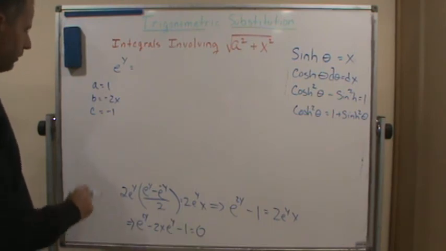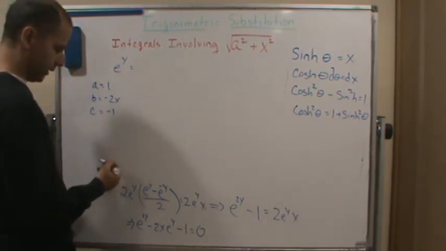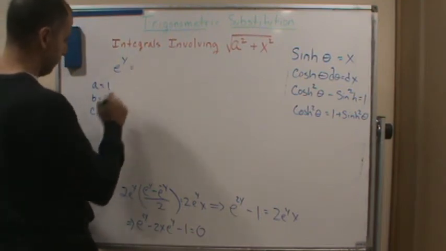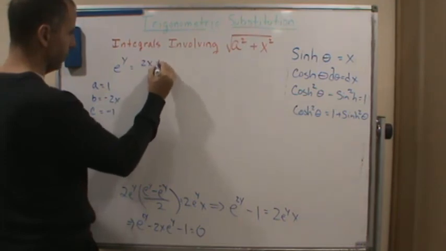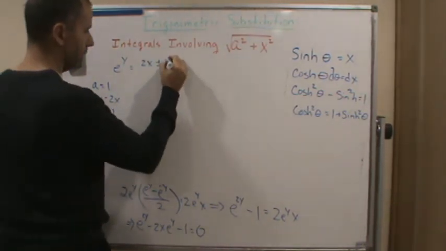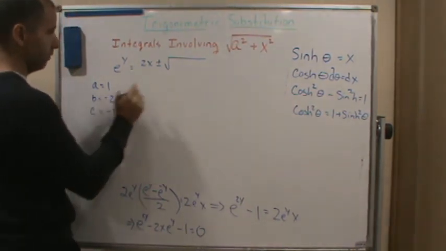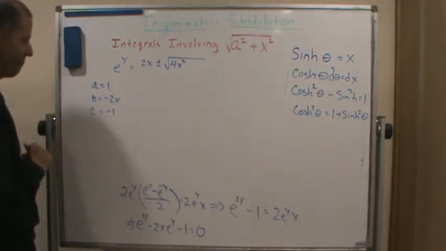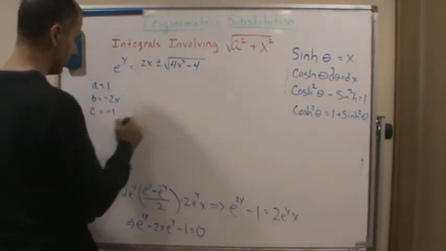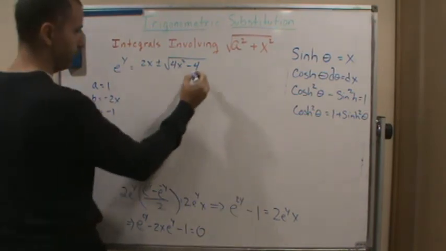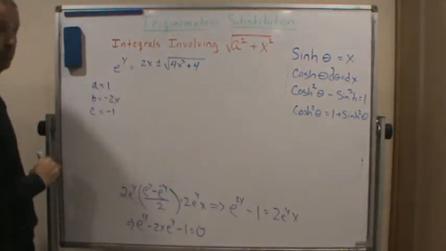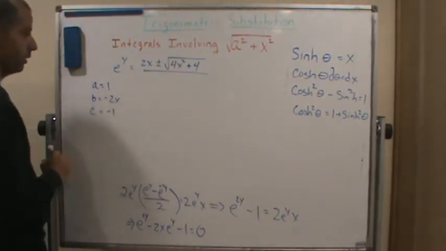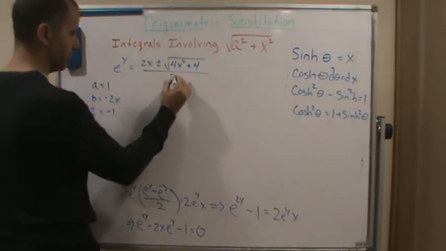So what I'm going to do is plug this into the quadratic formula. So e to the y equals negative b, which is 2x, plus or minus the square root of b squared, which gives me 4x squared, minus 4 times ac, which is negative 1, which gives me a plus, over 2a, which is just going to give me 2.